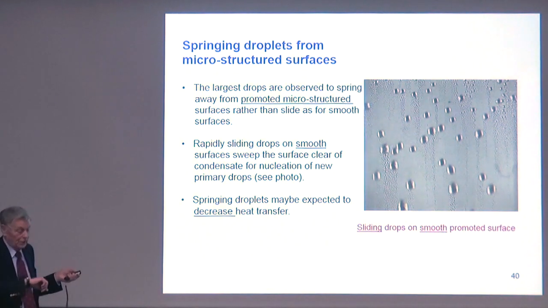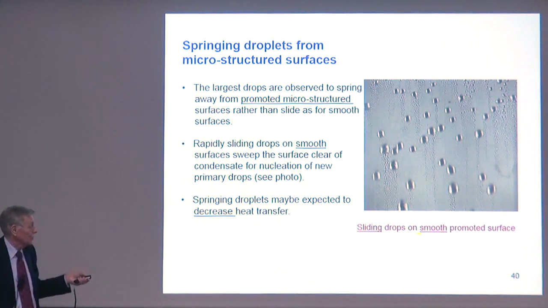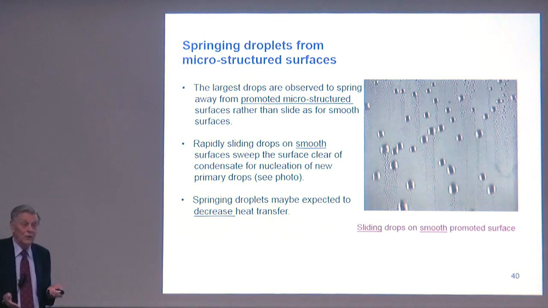Another factor of the microstructured surfaces, droplets are observed to spring away normally. I can't go into the theory of why that happens. Instead of sliding down the surface, as in the case of a smooth surface, the biggest drops jump away. And that has been claimed to be a good thing, to improve the heat transfer.